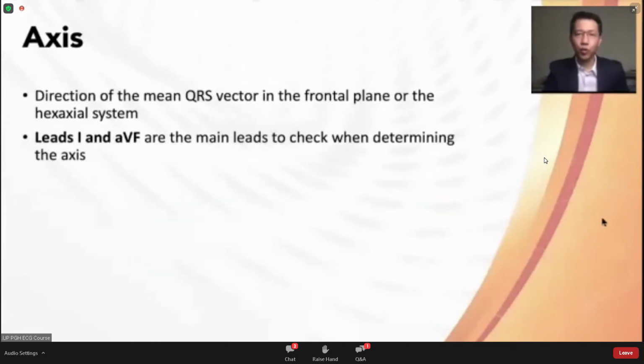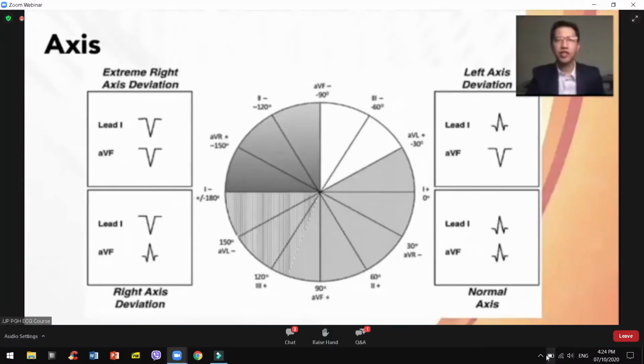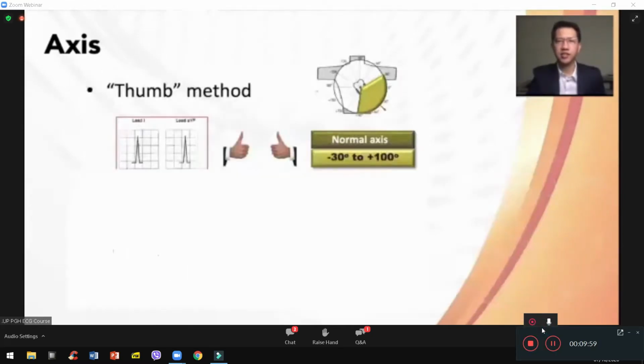Next, we talk about axis. The frontal axis basically gives us an estimation of the general direction of the cardiac impulse. Leads 1 and AVF would probably be the most important leads to check when assessing the patient's frontal axis. These are the cutoffs for normality in axis. Patients can be either in normal, left, right or extreme right axis.